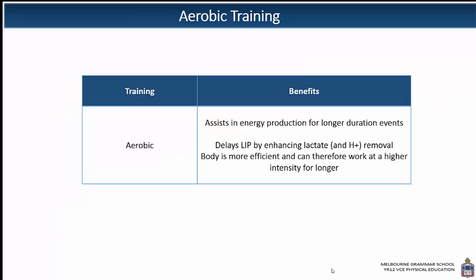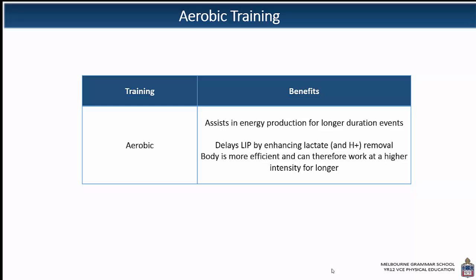So aerobic type training is what we want to do in order to strengthen the aerobic system so that it can remove, or enhance the removal of, lactate and hydrogen. If we have a look at that type of training and the benefits of training, there are 2 points, but the second one's the one we're going to talk about. Of course, aerobic training is going to assist in energy production for longer duration events because it's going to be more efficient. However, what it does do is it delays the lactate inflection point.